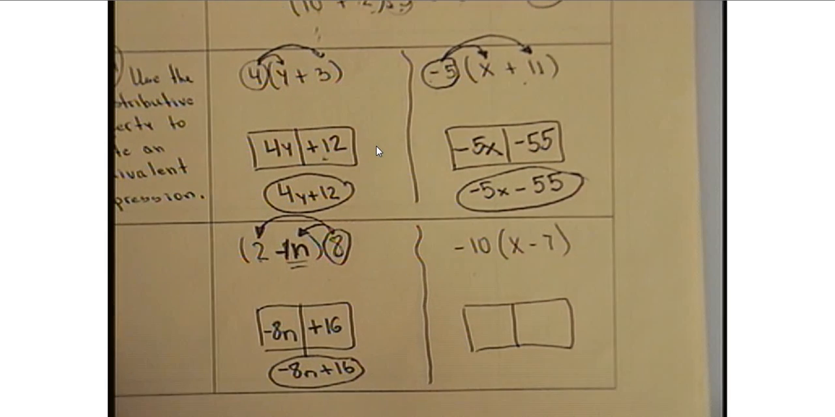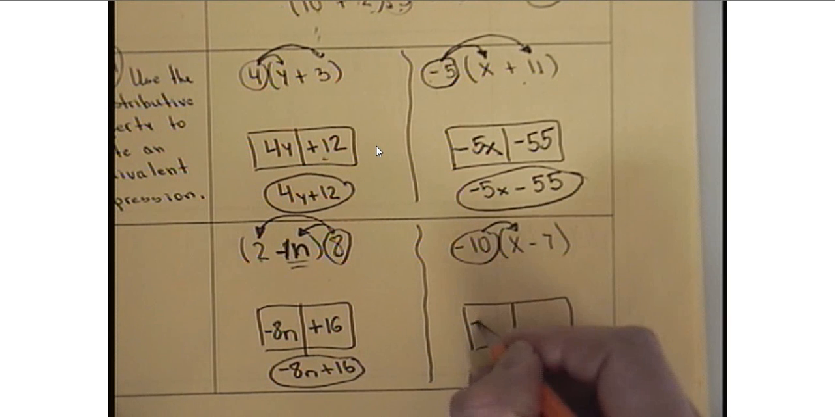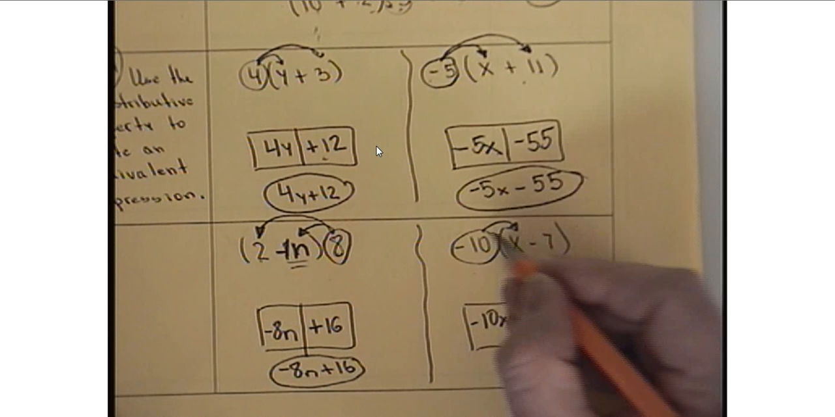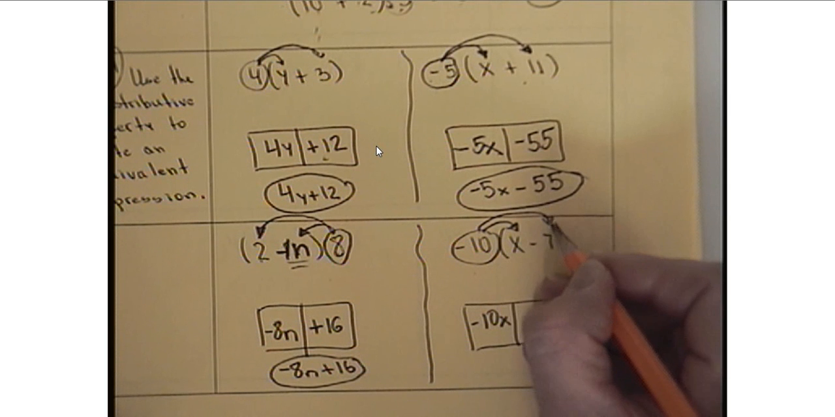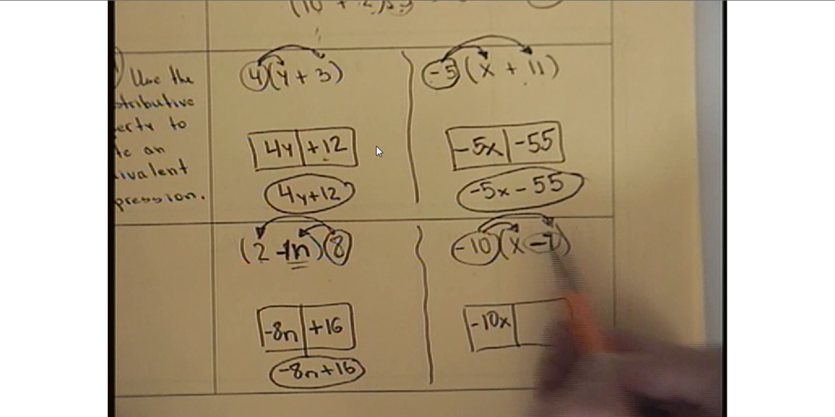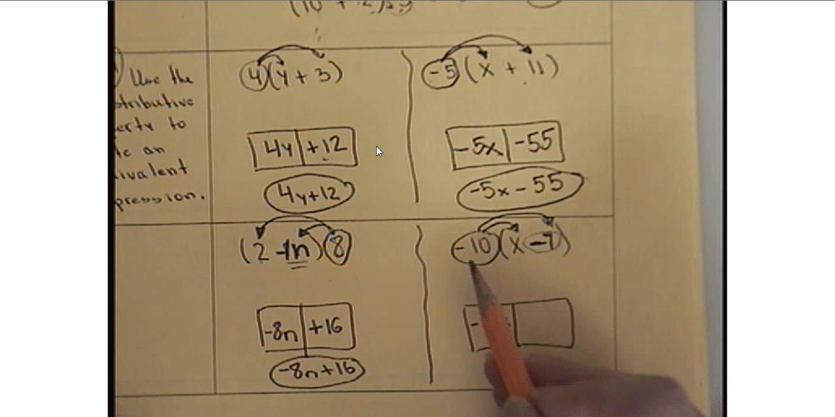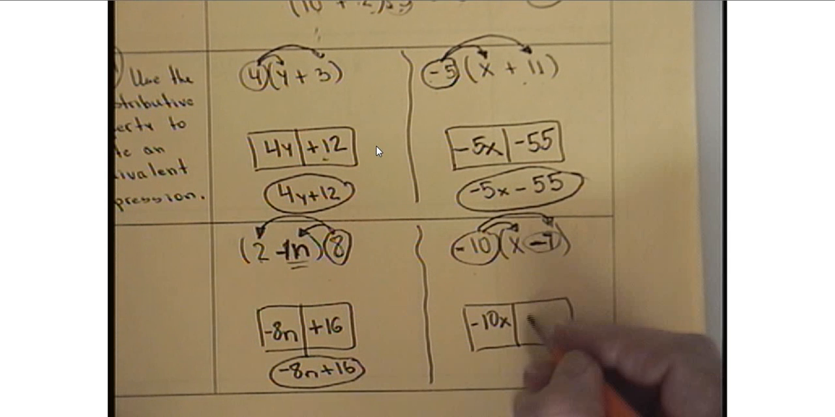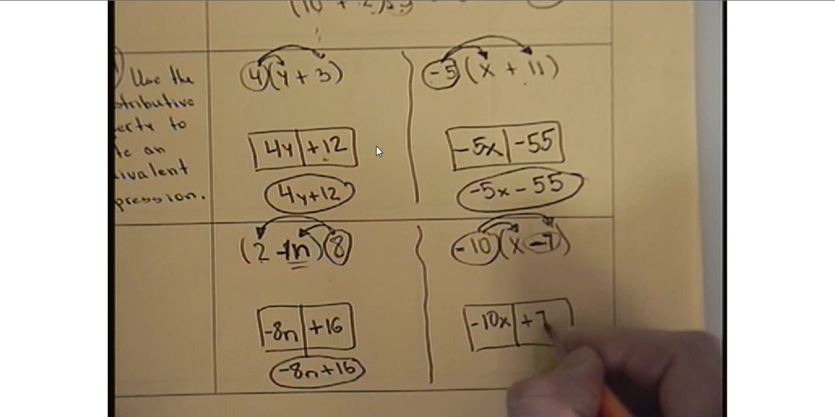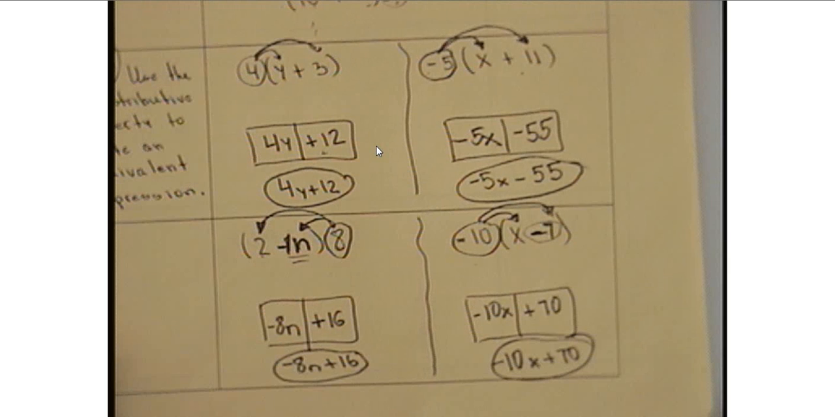In the next example, we have negative 10. We multiply by x, so it's negative 10x, and then negative 10 times negative 7. So be careful again, if there is a negative sign in front of the number or variable, we have to consider this negative sign and not skip it. So negative 10 times negative 7 is positive 70. So negative 10x plus 70 will be my final answer for this one.